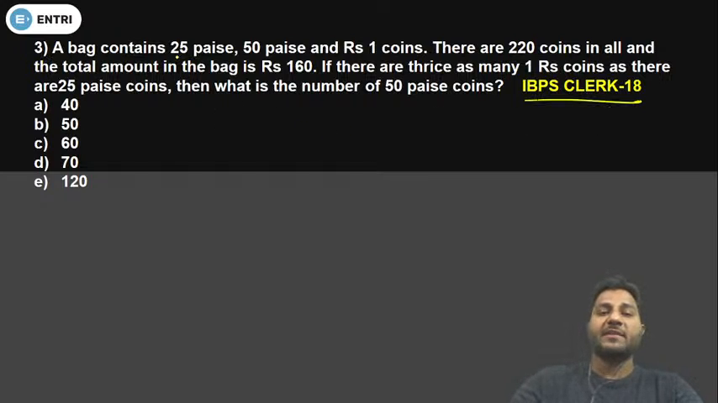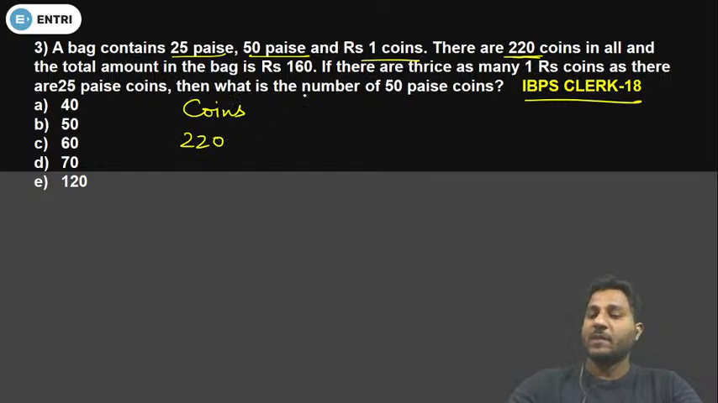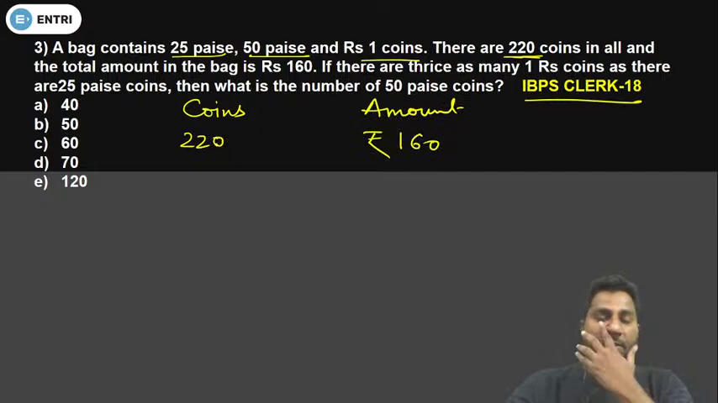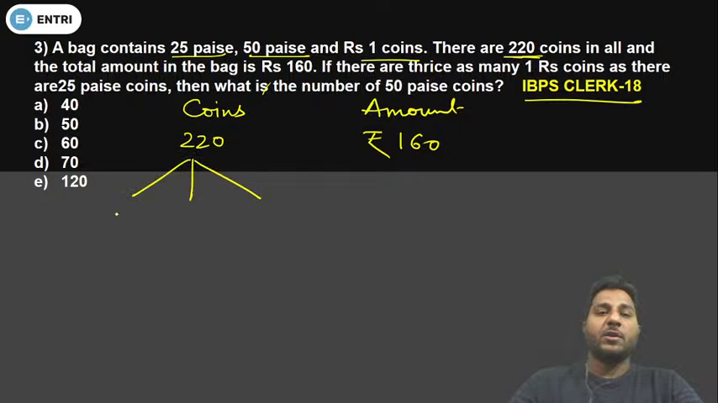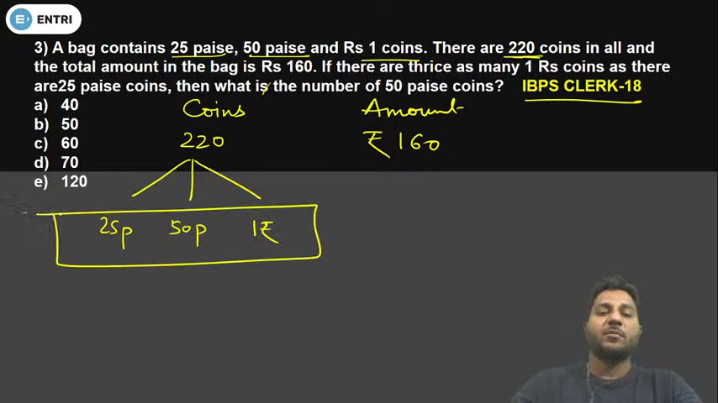Look at this. A bag contains 25 paise, 50 paise and 1 rupee coins. There were 220 coins, so total coins were 220. And the total amount in the bag was 160 rupees. So the number of coins was 220 and 160 rupees were there, and the coins were in denominations of 25 paise, 50 paise and 1 rupee. Okay, these are the denominations.